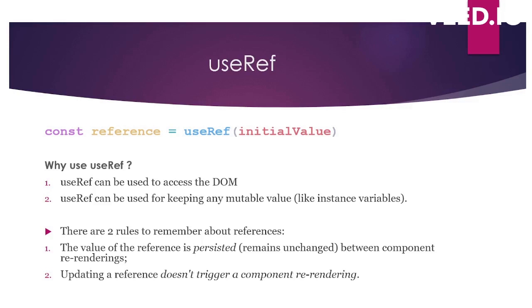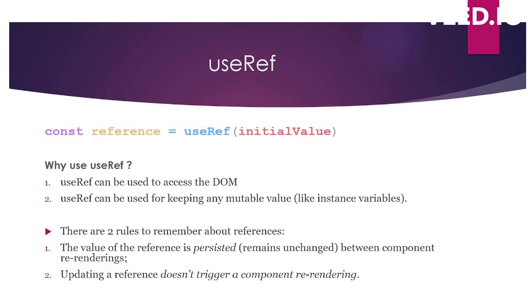useRef is a commonly used hook in React.js. It takes an initial value as a parameter and it returns back a reference. Now, this reference can be used in two ways. First, it can be used to access the DOM. Second, it can be used to store any mutable value. By mutable value, I mean any value that can be changed in a component.